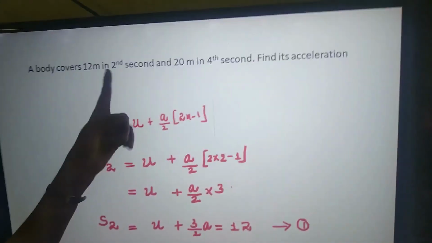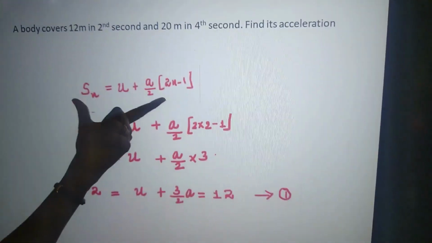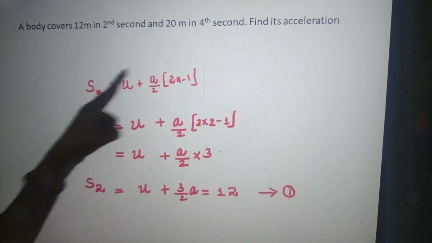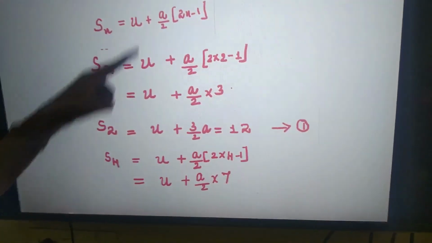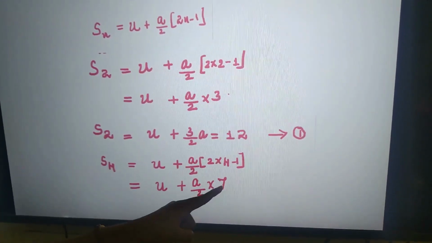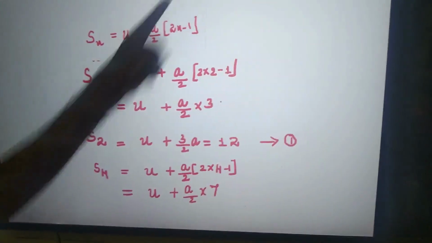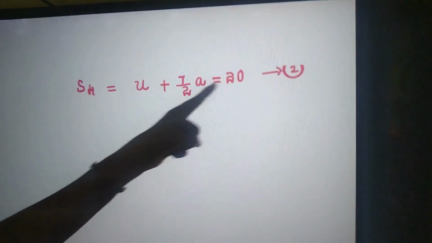And next, what is the question saying? The object travelled 20 meter in the fourth second. Again, this is the equation. In place of n, it will come 4. So the equation becomes S4 equal to u plus a by 2 into (2 times 4 minus 1). That means 8 minus 1, which is 7. And the distance travelled in the fourth second is 20. So this is equal to 20.